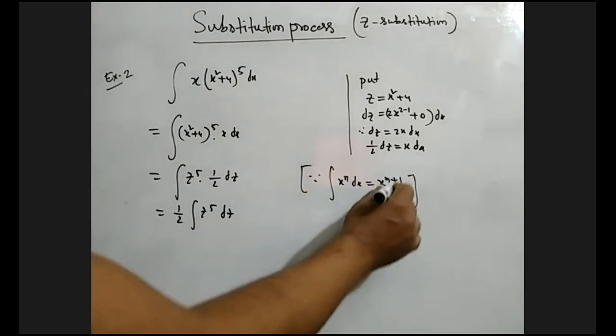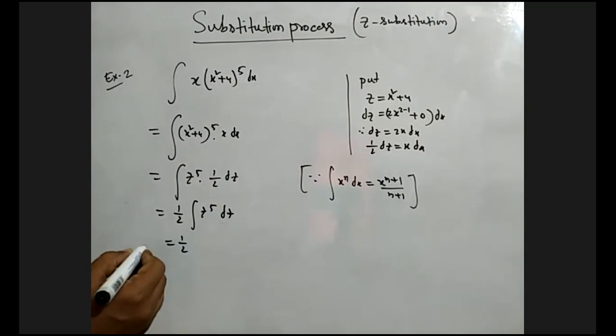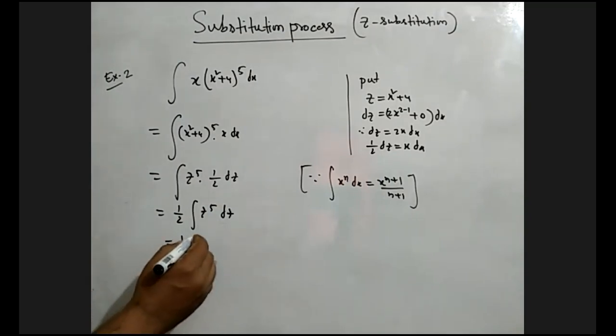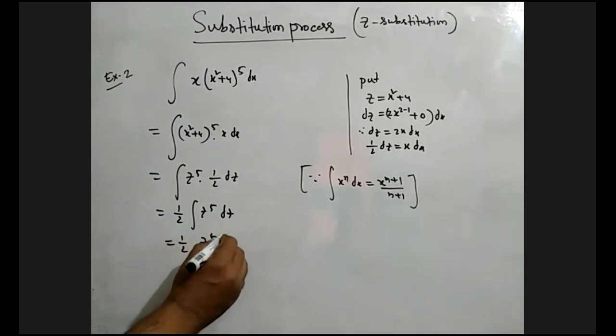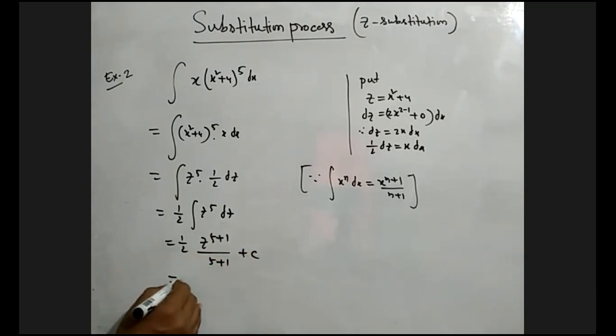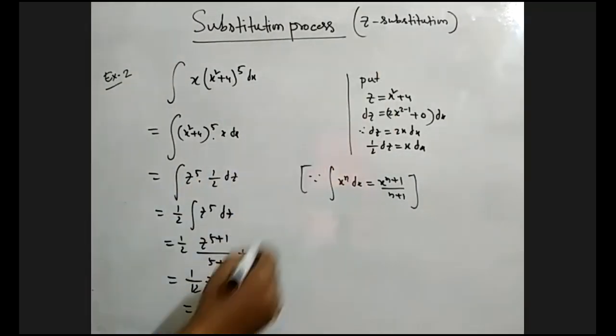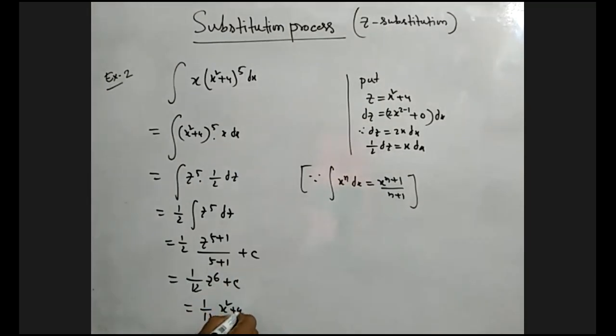Now using the power rule, remember it. Just using this power rule, we can easily find z to the power 5 plus 1 divided by 5 plus 1 plus c, the integral constant. Now 1 by 2 times 1 by 6, so 1 by 12, z to the power 6 plus c. At last we have to put the value of z. What was z? z equals x square plus 4, to the power 6 plus c. This is the result. Very easy.